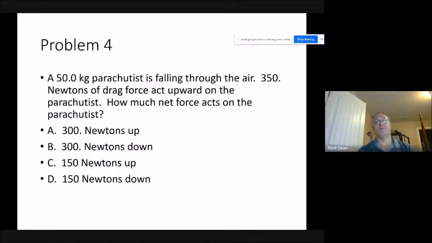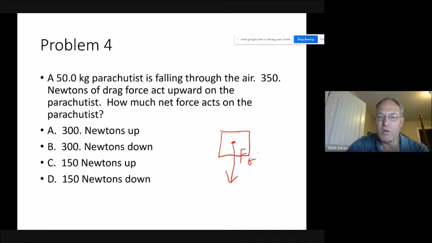All right, so here's 4. So we have a 50-kilogram parachutist falling through the air. 350 newtons of drag force act upward on the parachutist. How much net force acts on the parachutist? So we're just going to draw the parachutist here as a box, so we can do a free body diagram. There's a weight force acting down, and in this case, there's a drag force acting up. We know that the drag force is 350 newtons.